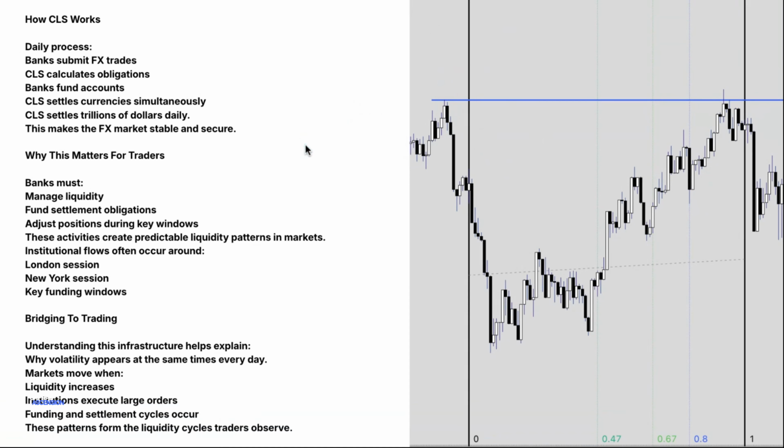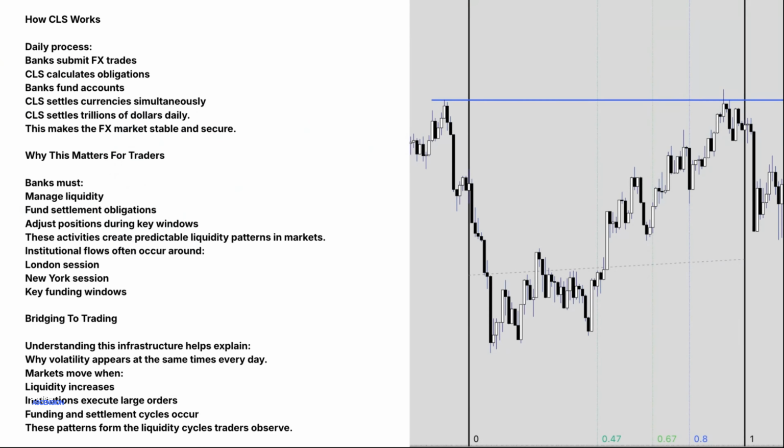So how does CLS work? We have a daily process. Banks submit FX trades. CLS calculates obligations and funds accounts. CLS settles currencies simultaneously, and they settle trillions of dollars daily. This makes the FX market stable and secure. So, for example, a few years ago, we had a JPY crash, and that was because the CLS system actually failed. And that is when you see huge crashes or huge spikes in price to the upside.